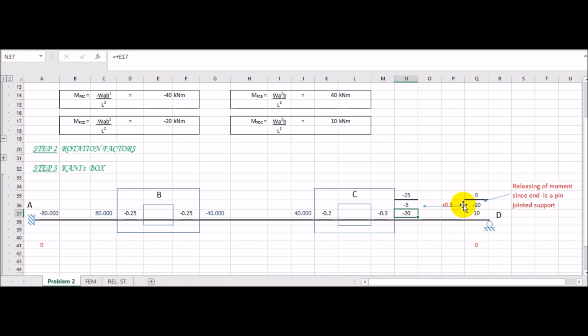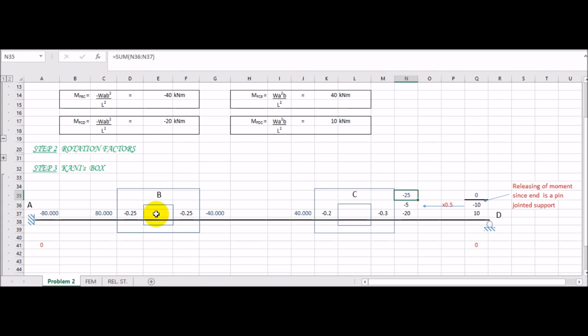That moment is carried over to the next immediate support, and it becomes half. So I just have to multiply minus 10 into 0.5. So here it becomes minus 5. Then we have to add this as well. As we added this, we got 0. As we add this, we get minus 25. So this moment is basically what we are going to use.